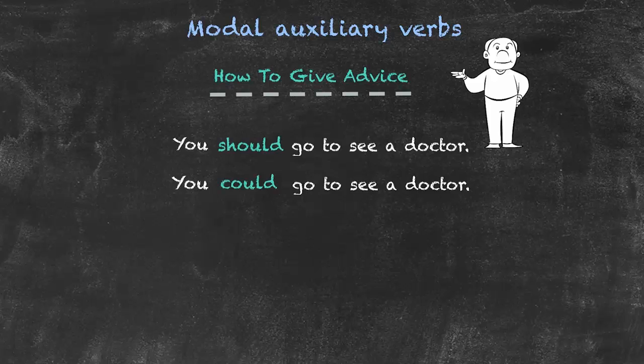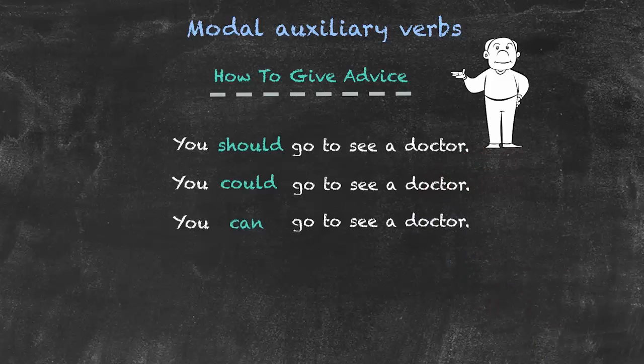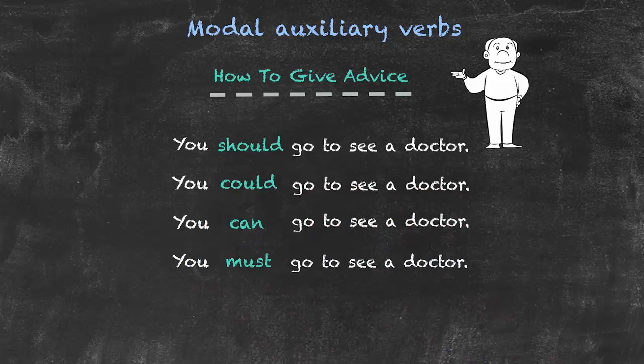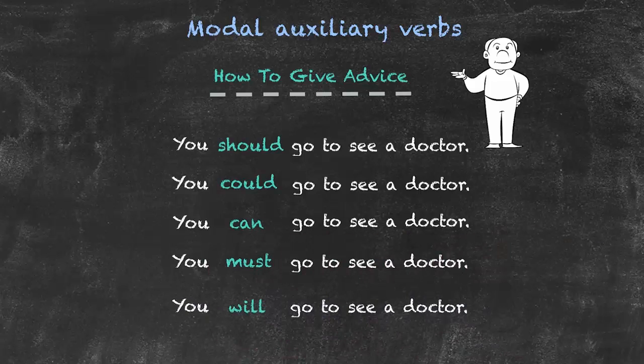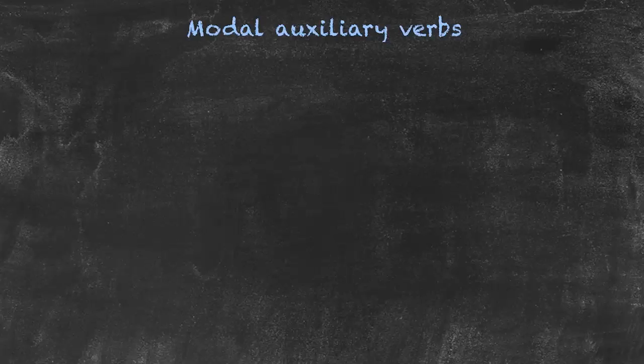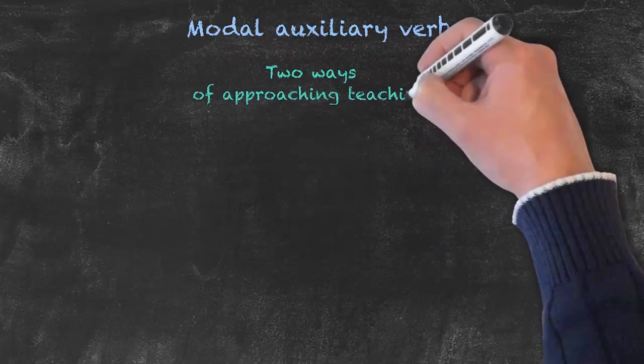Even weaker than that, which we touched on earlier, could be, you can go to see a doctor if you want to. An even stronger way of giving advice is you must go to see a doctor with that, which is strong advice. The strongest of all, perhaps when parents are disciplining children or for giving orders, for example, is you will go to see the doctor with that. Two main ways of approaching teaching modal auxiliary verbs.